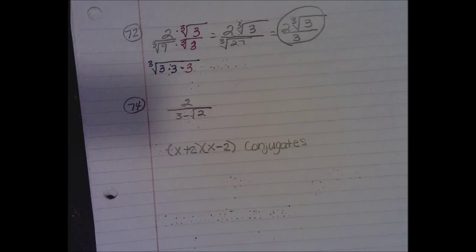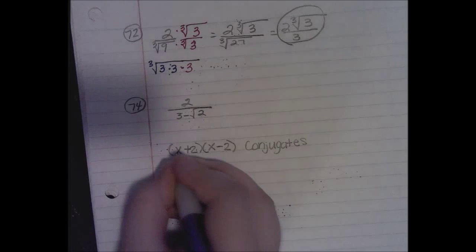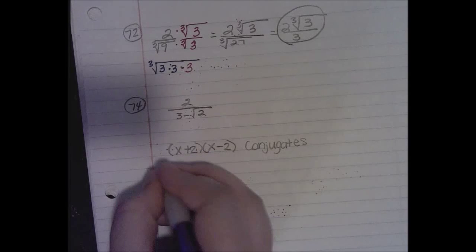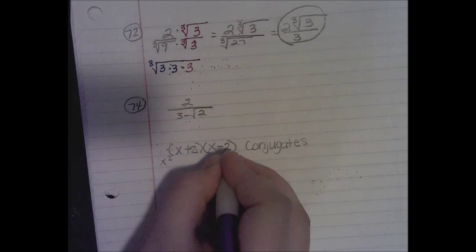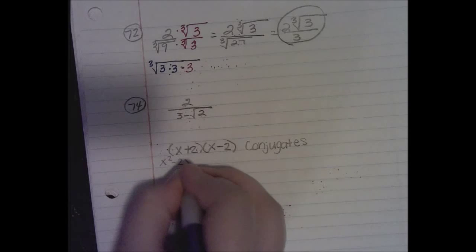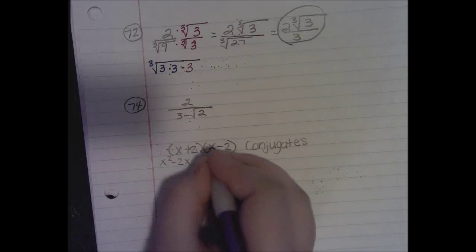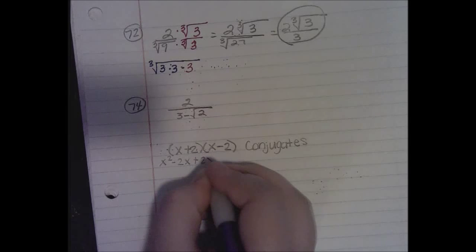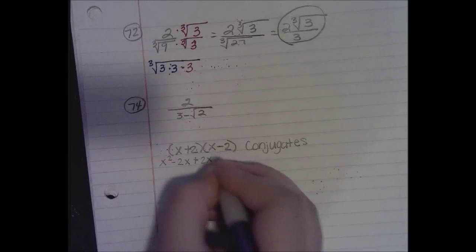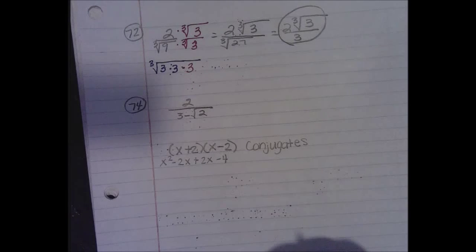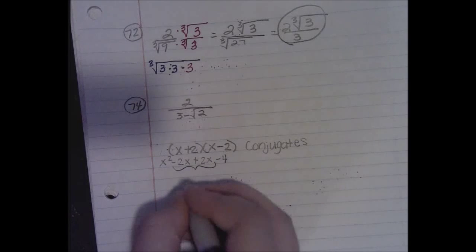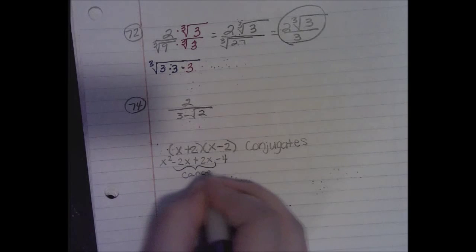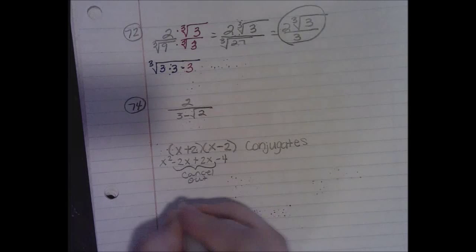Now let's see what happens when we multiply those. X times x gives me x squared. X times negative 2 is negative 2x. Then I have 2 times x, which is 2x. 2 times negative 2, which is negative 4. You will notice that these two terms are going to cancel out. So I'm now left with x squared minus 4.